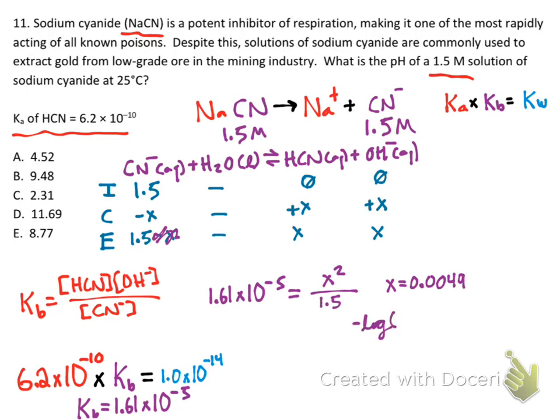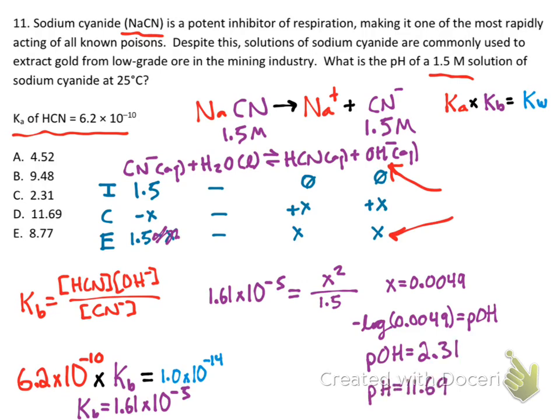0.0049. Take the negative log of that. So negative log of 0.0049 is our pOH, because remember, this represents the hydroxide ion concentration, the OH minus. So whatever we're getting here is the pOH, but we actually want the pH. So all we have to do is subtract that from 14. The pOH is 2.31, and we end up getting the pH is 11.69.